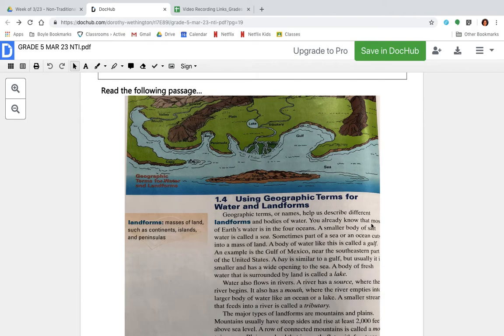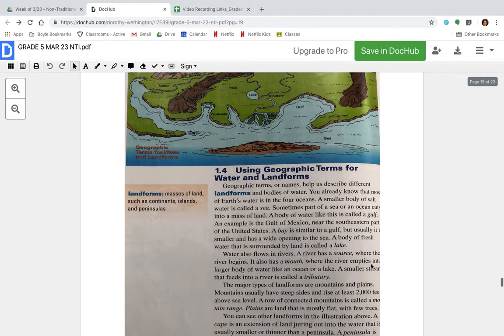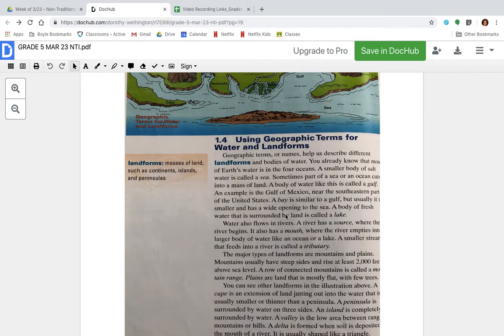You already know what most of Earth's water is: the four oceans. A smaller body of salt water is called a sea. Sometimes part of a sea or an ocean cuts into a mass of land. A body of water like this is called a gulf. An example is the Gulf of Mexico near the southeastern part of the United States. A bay is similar to a gulf, but usually it is smaller and has a wide opening to the sea. A body of fresh water that is surrounded by land is called a lake.